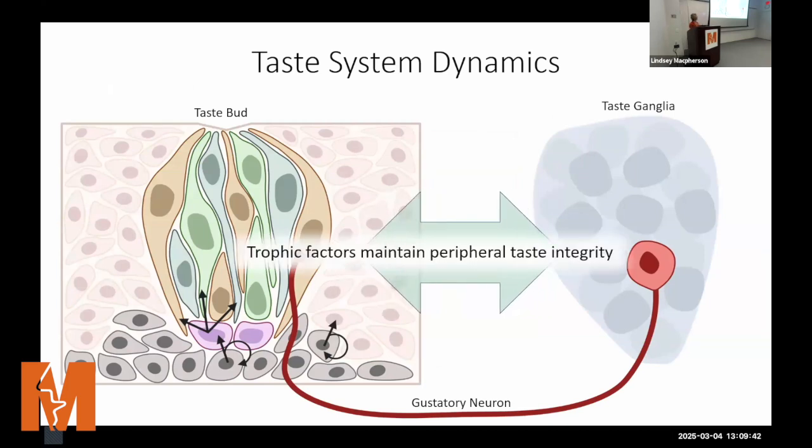So over years of work, I've identified that there's trophic factors that help maintain peripheral taste integrity. These factors come both from within the taste bud environment and also the ganglion neurons. And Dr. Zhang's lab has made incredible progress identifying R-spondin as one of these trophic factors that is absolutely necessary to provide signals to the proliferating taste stem populations to regenerate the taste bud. Without these signals, the taste bud kind of stops populating and becomes dormant.